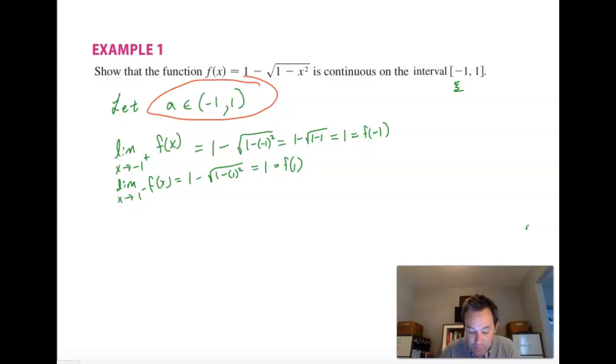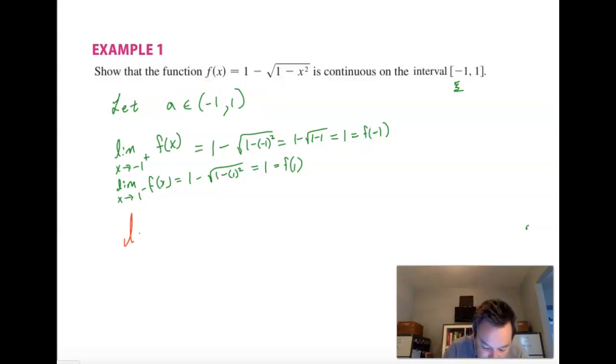So since all the points negative 1 to 1 are in the domain of this function, what I mean is you can plug any point in there and you'll get an output that exists. None of those numbers will make this undefined or imaginary. So I let A be anything between negative 1 and 1, and I've already taken care of what's going on at negative 1 and 1.